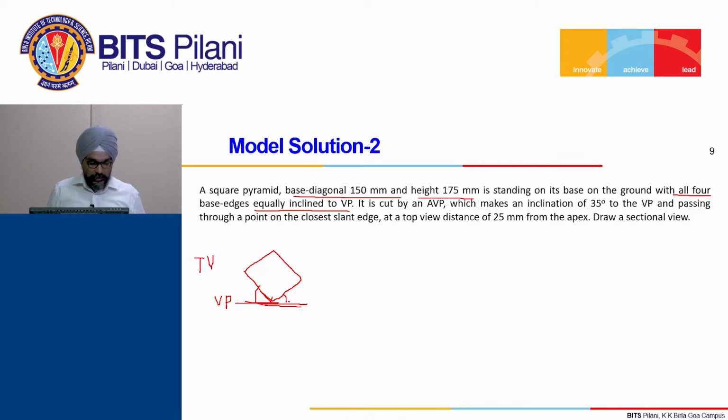If they are inclined to the XY line, that means it is inclined with VP. It is cut by an AVP, auxiliary vertical plane. So here it's a pyramid. First we start with the top view, which contains the true shape of the base, and finally we are given the height. Based on the height, we know how deep we have to go, and we can locate its front view. This way we reach the first step.